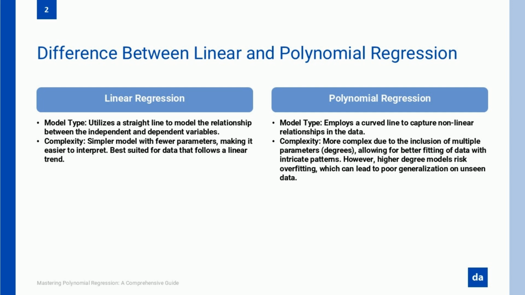That's where polynomial regression comes in. Instead of fitting a single straight line, it introduces higher degree terms, creating curves that better fit the data. So how do they compare?